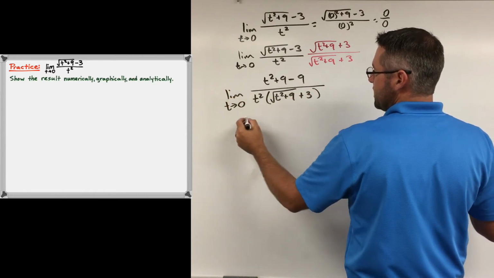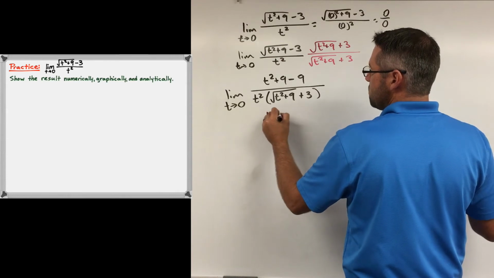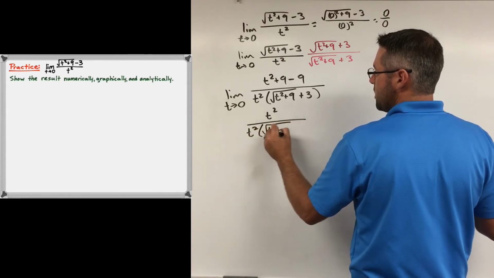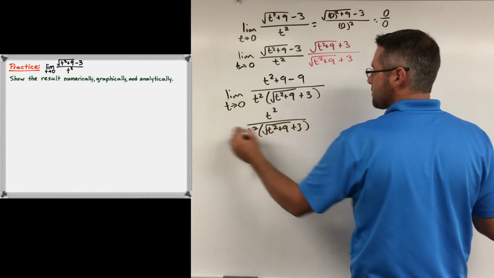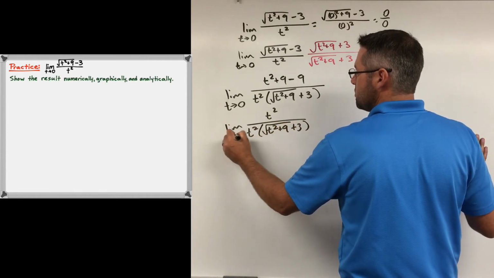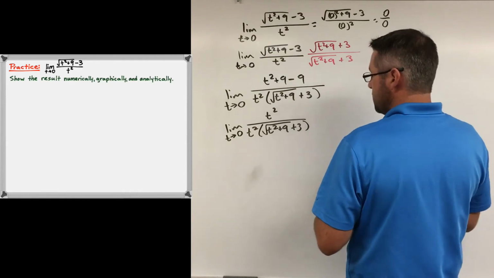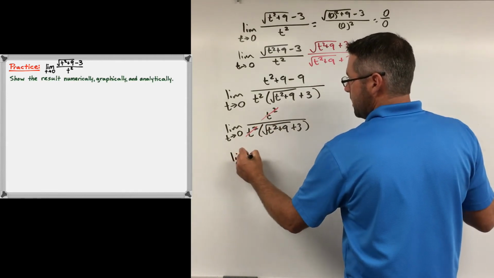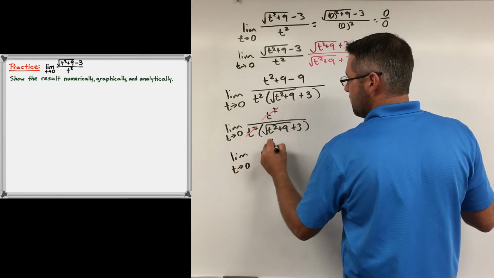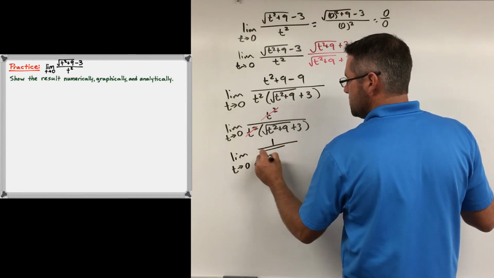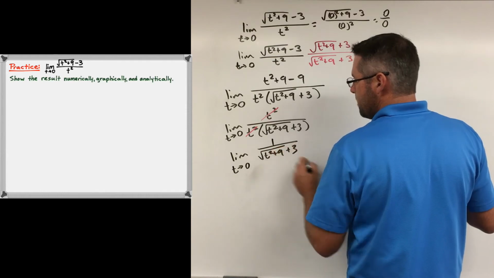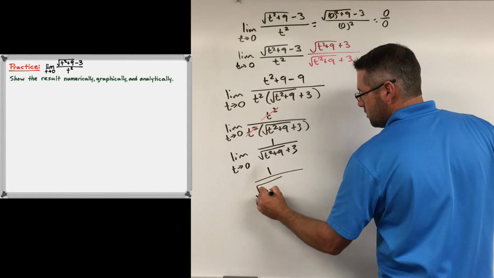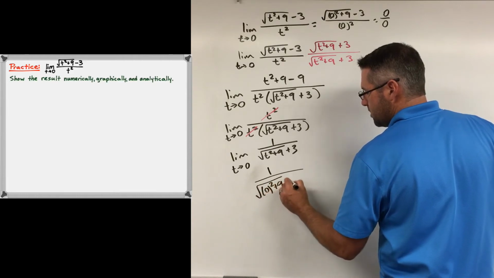The 9 minus 9 cancels out, so we're left with t squared over radical t squared plus 9 plus 3, the limit as t approaches 0. Those are going to reduce. So you're left with the limit as t approaches 0 of 1 over radical t squared plus 9 plus 3. And then we can substitute from here. We get 1 over radical 0 squared plus 9 plus 3.